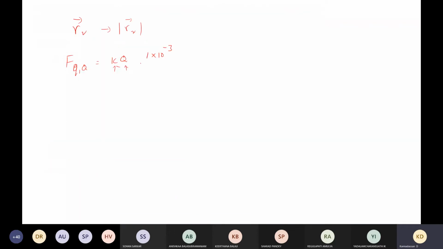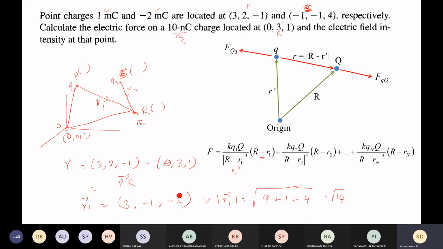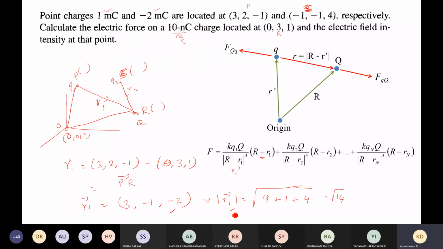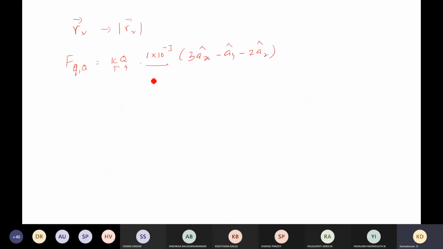And then this R vector is going to come. So that is nothing but 3 minus 1 minus 2, which we can write as 3 AX vector minus AY vector minus 2 AZ vector, divided by this magnitude R, and cube we have to place. So which is nothing but root of 14 whole cube. So this is how we have to calculate that.